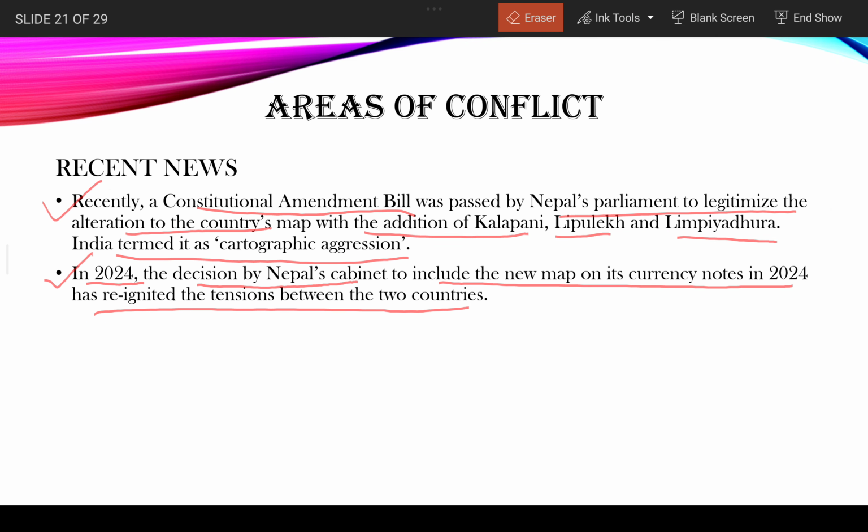Okay, so this is about this Susta region. This is basically because of the river Gandak changing its course. And river Gandak is called the Narayani river in Nepal. So you need to remember this thing.